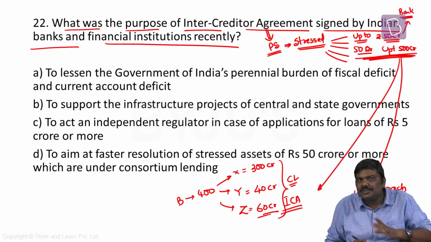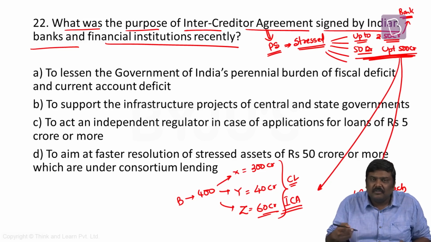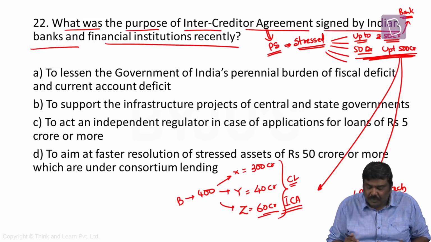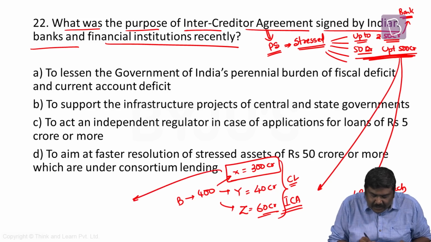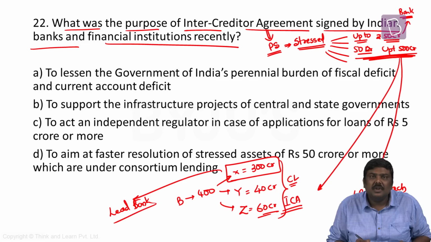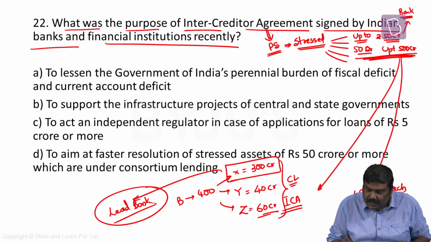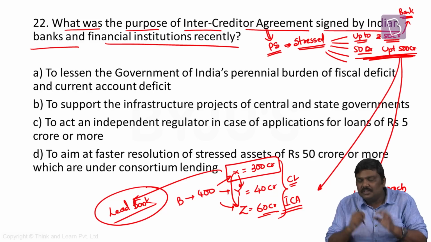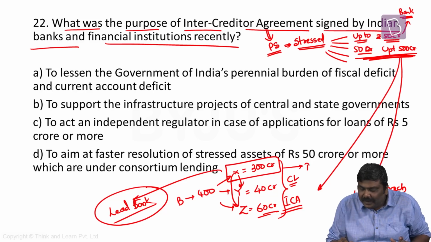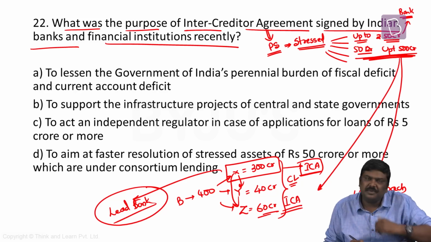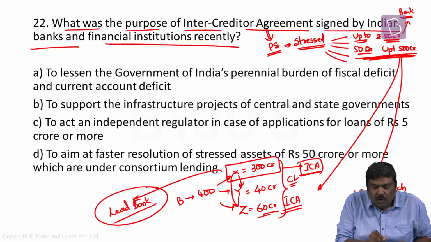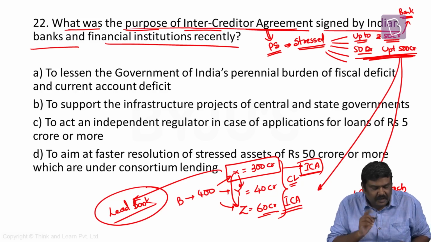And in case of consortium lending, the bank which has given the highest amount of loan will be referred to as the lead bank. And under Project Sashakt, the lead bank will enter into an agreement with the remaining banks in the consortium. This particular agreement is called the Inter-Creditor Agreement. Now, based on this, the question has been asked. What was the purpose of the Inter-Creditor Agreement?